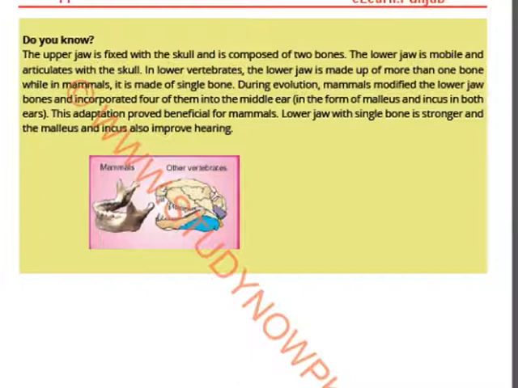and the lower jaw is mobile, and it articulates with the skull. So it is attached to the skull and moves with the skull. In lower vertebrates, the lower jaw is made up of more than one bone, while in mammals it is made up of a single bone. So we can move that bone, and during evolution, mammals modified the lower jaw bones and incorporated 4 of them into the middle ear.